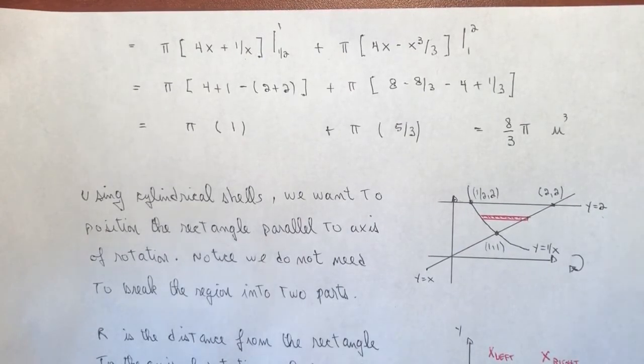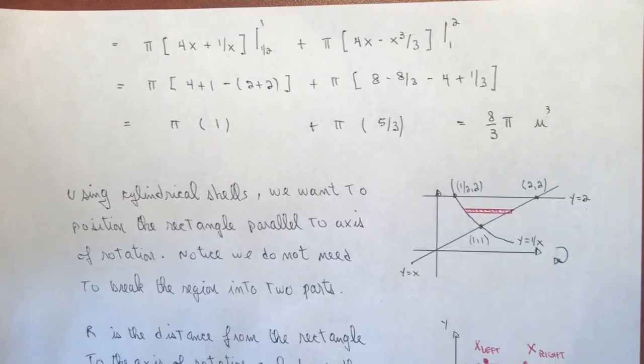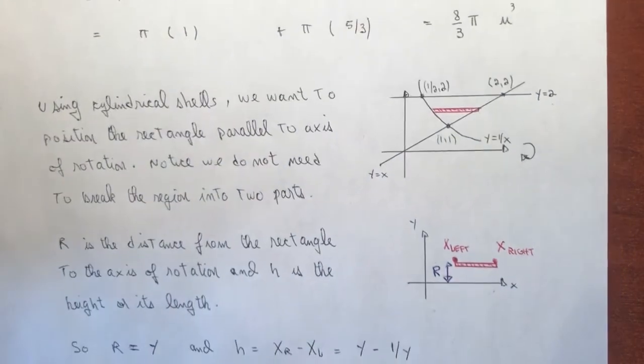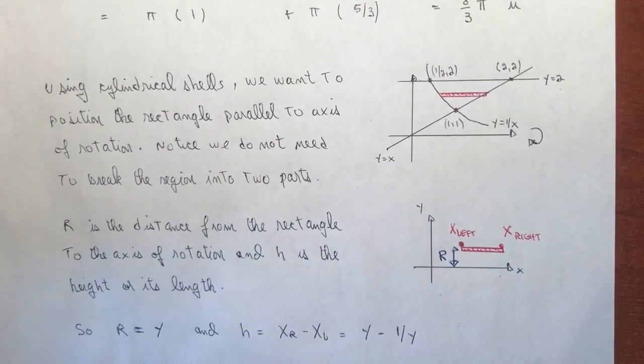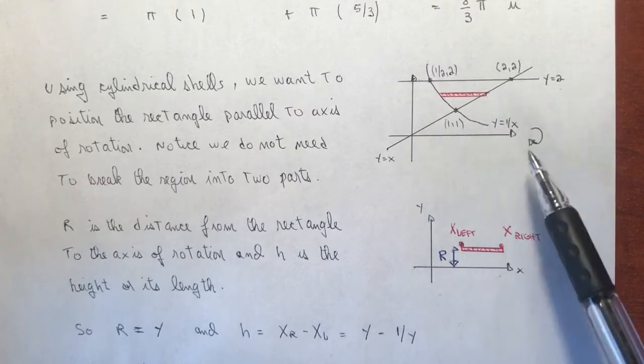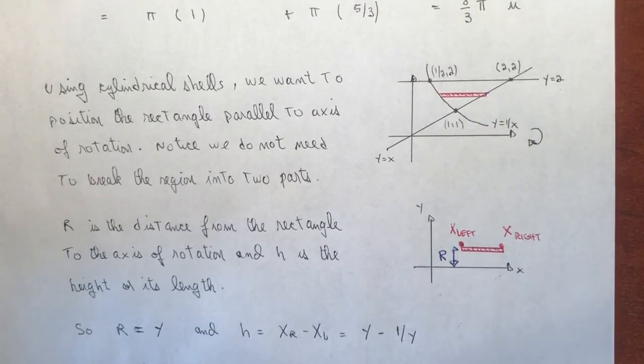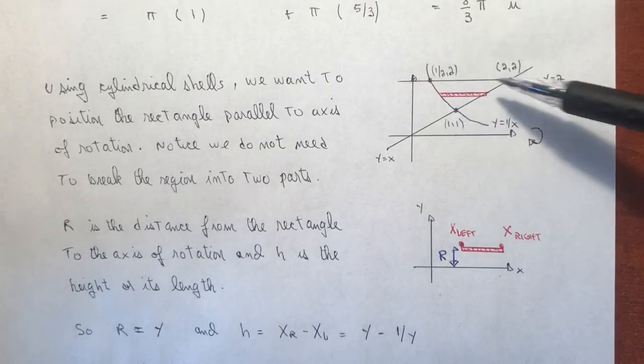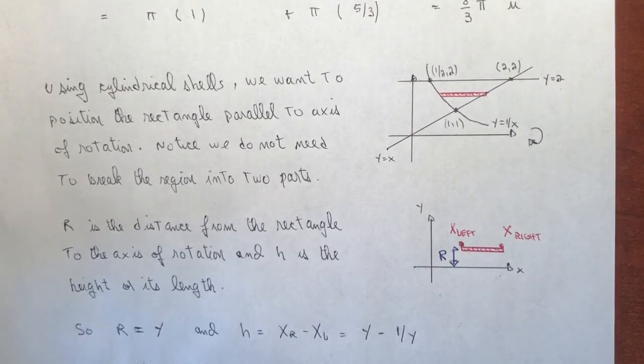Okay, that was some work. Now, let's see if we can actually do this problem again using the cylindrical shell method. Well, cylindrical shell requires the rectangle be positioned parallel to the axis of rotation. So we've positioned the rectangle here because my axis of rotation is the x-axis. Notice that we do not need to break the region into two parts because the x right and the x left are exactly the same wherever you put the rectangle throughout.